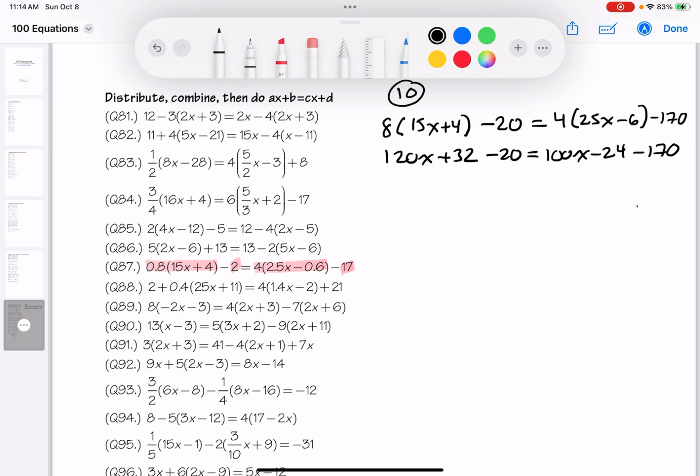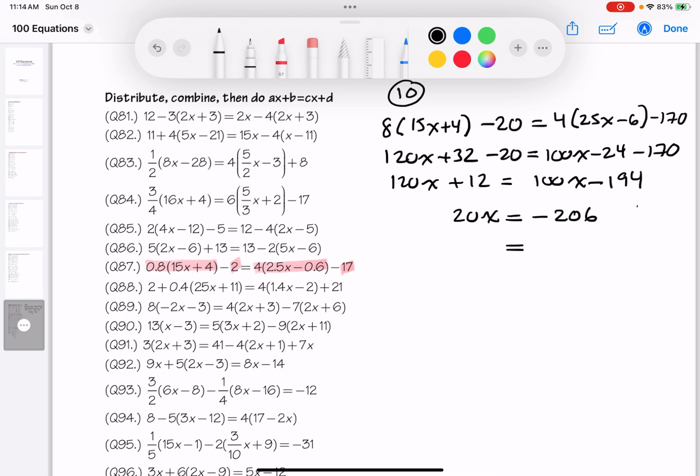All right, let's keep going. 120 plus 12, and you get 100x, and that's going to be minus 194. Well, I'm going to take 100x from both sides without writing it down. It's 20x. I'm going to subtract 12 from both sides, and that's going to be, let's see, 196, 206.